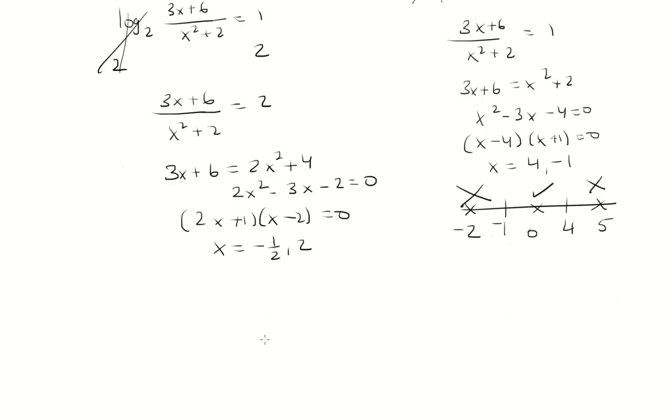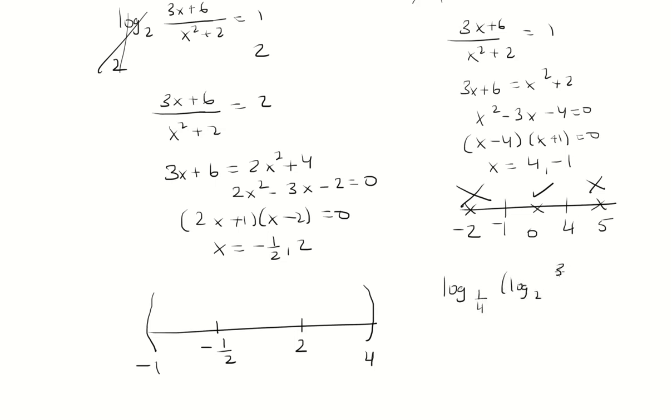So now the next step is to draw the number line. We know that the domain is between negative 1 and 4, but not including those. And then we have these points negative 1/2 and 2. So we want to test these different regions. So keep in mind the original problem is log base 1/4 of log base 2 of (3x plus 6) over (x squared plus 2), and you want this to be greater than 0. So the idea is now, okay, let's pick numbers in these 3 regions, and then let's plug it in and see if it works.